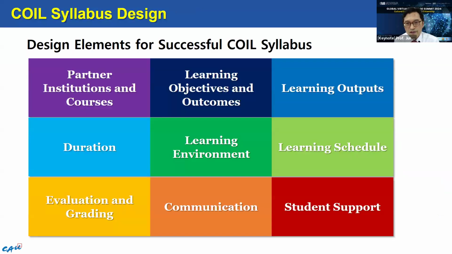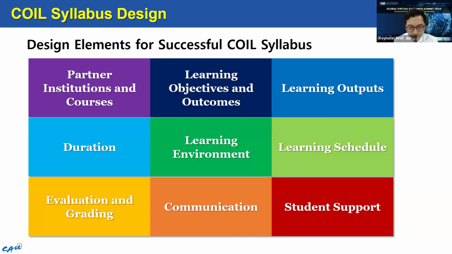So for the COIL syllabus design, these are the major things when we are designing COIL modules and COIL programs. I sorted out 9 components, 9 elements to be included in the COIL syllabus. The first one is partner institutions and courses.